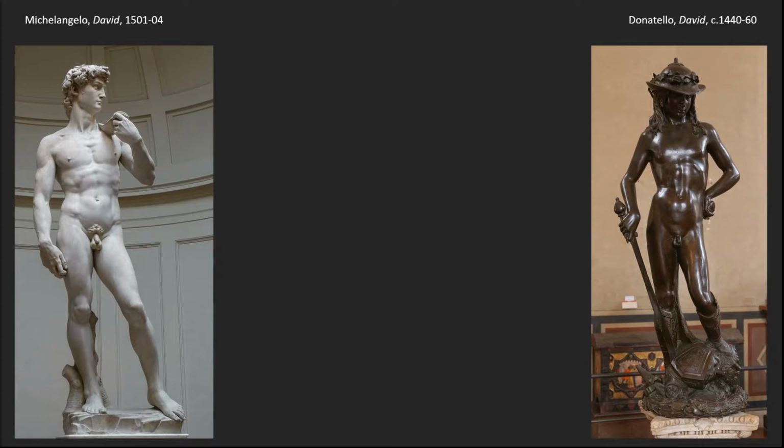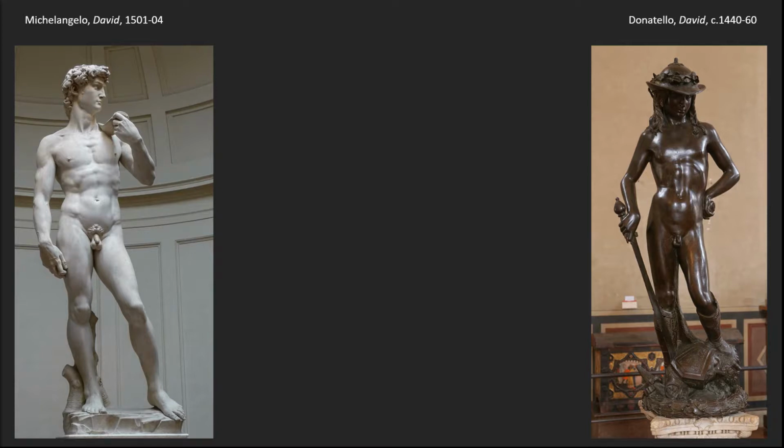And it's a great comparison seeing these side by side because, one, the scale is drastically different. Donatello's is roughly life size. Michelangelo's is much larger than life size. We'll see in a little bit just how big he is. They both present David nude. We talked about why. This is David who works through the power of God in order to achieve this feat.